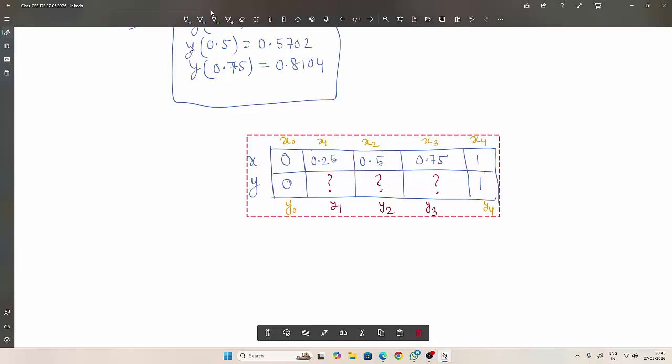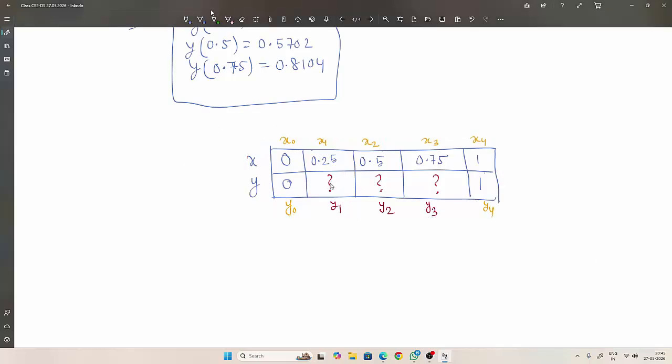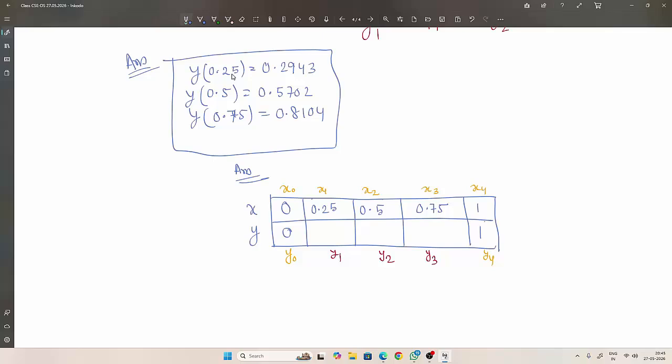You can also give your answer by using this expression: put the values whatever you have got here, and your answer will be 0.2943, then 0.5702 and 0.8104. So you can represent it to express your answer also. Both are correct, but finally you have to find the unknown values. So this is the method of finding the solution of the boundary value problem using the ODEs. Now tell me, is it clear or not? If you think it is not clear, then I will show one more example. Is it needed to show any other example, or can you do it yourself?